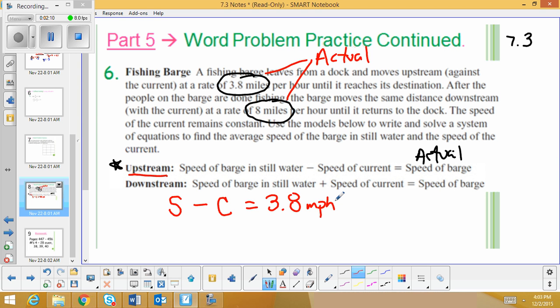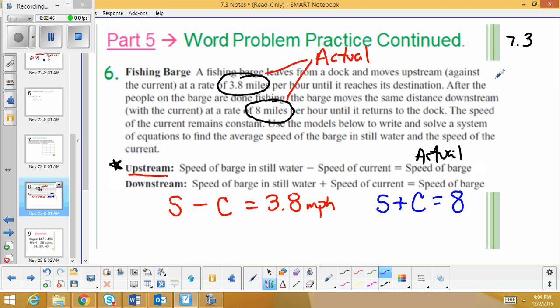Well then, when it was going back, and remember, it's going the same distance, so there are some variables here that we don't have to incorporate because they kind of cancel each other out. You use the speed of the boat in still water, and you add to it the speed of the current, and so it makes 8 miles per hour. So when it was going against the current, it was 3.8. When it was going with the current, it was 8.